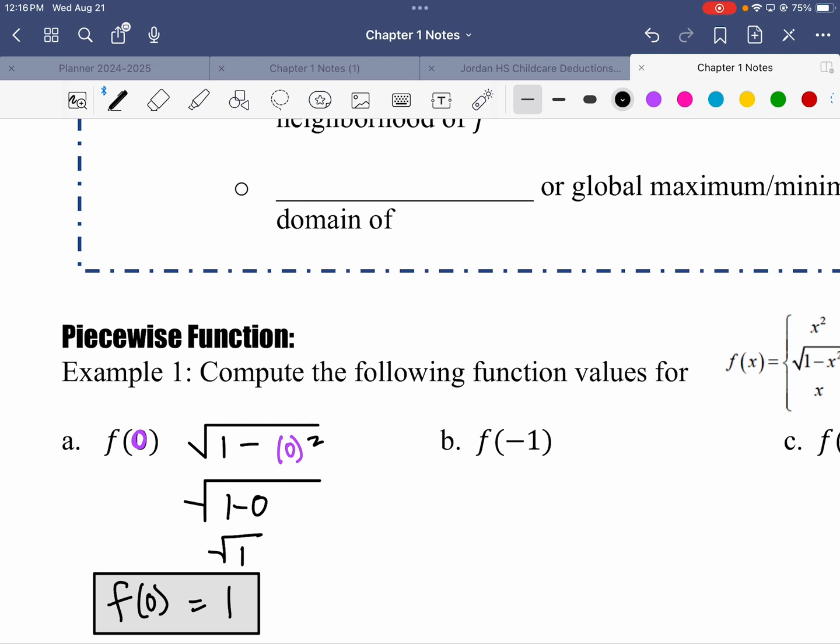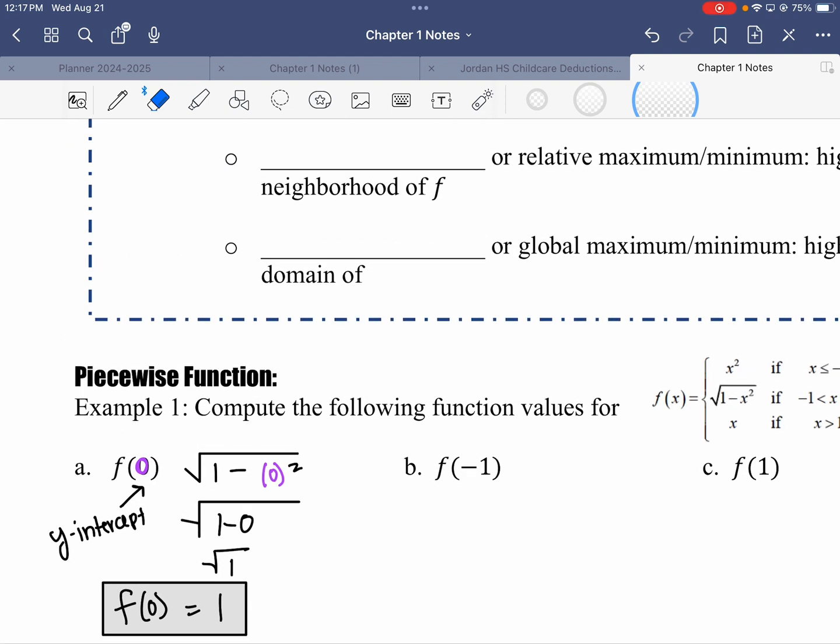Okay. I have a question for you. If x is 0, what do we call that value on a graph? X is 0. We have a point at 0, 1, right? What is that called? That's a y-intercept. Okay? Does that make sense to you guys?